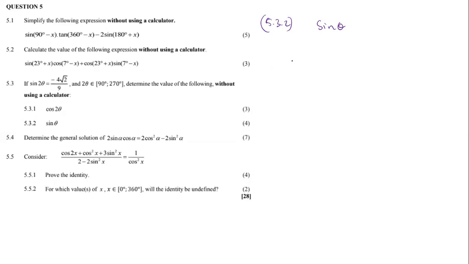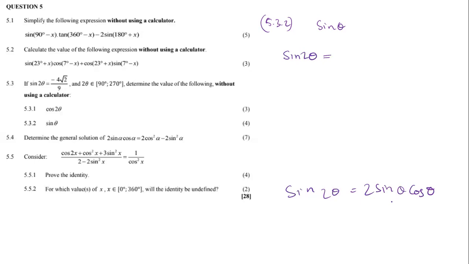Here's the thing. We have sine 2 theta equals what? Remember, this is your double angle. Again, if you forget what these double angles look like, refer to your formula sheet. So the double angle for sine is going to be like this: sine 2 theta equals 2 sine theta cos theta, right?